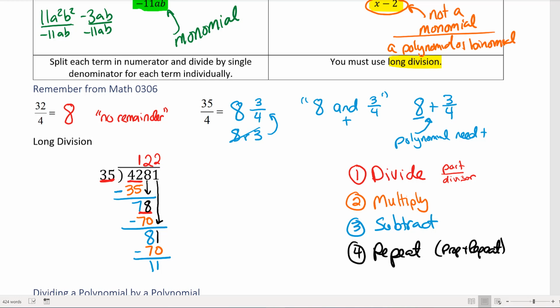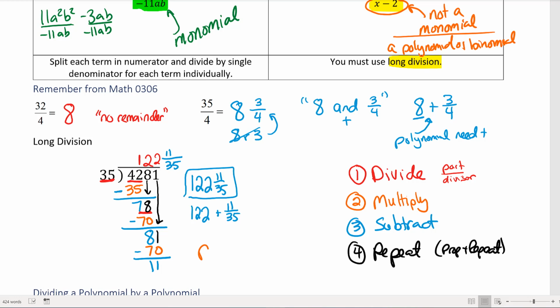In some cases we put decimals and we kept going, but we're not doing decimals with polynomials, but we can do fractions with polynomials. So the thing that you would do now is to write the 11 as the remainder over the original divisor, which is 35. So my answer is 122 and 11/35. Okay? But what that means with the word and is really plus 11 over 35, okay? When we're doing polynomial answers, you really are going to need that plus there.